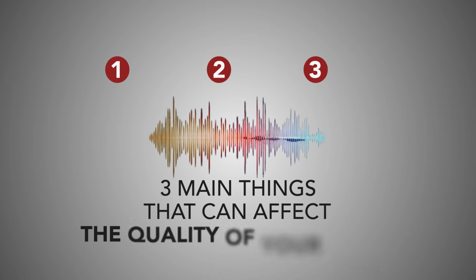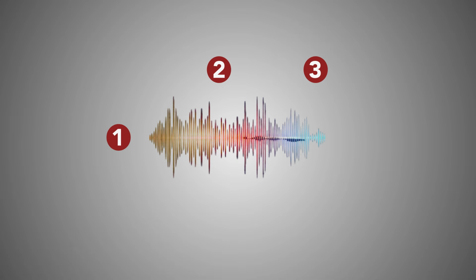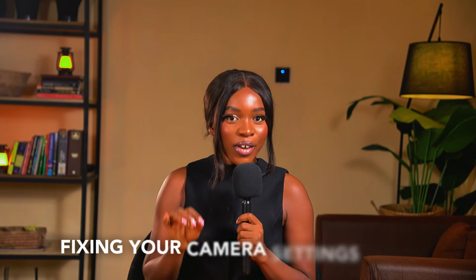Now, while you're filming, there are 3 main things that can affect the quality of your video. The first thing is your camera settings, the second thing is your light, and the third thing is your sound. So let's start by fixing your camera settings first.